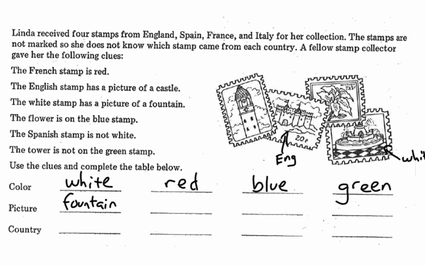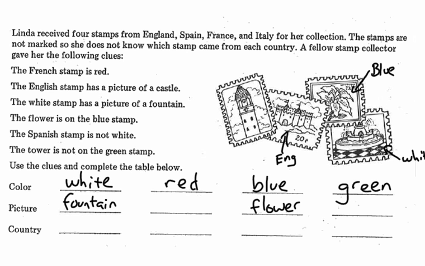So we don't know what color the English stamp is, but we do know that's the castle, so we might be able to narrow some things down. So the flower is on the blue stamp. So this one's the flower, that one's blue, so you can put that in. So under blue, the picture is a flower.